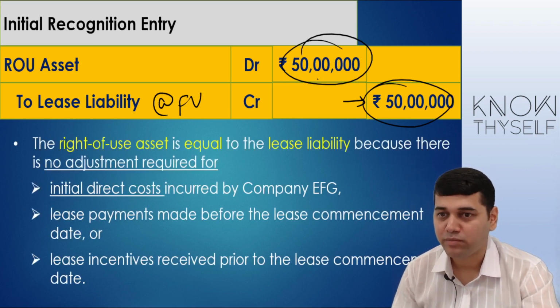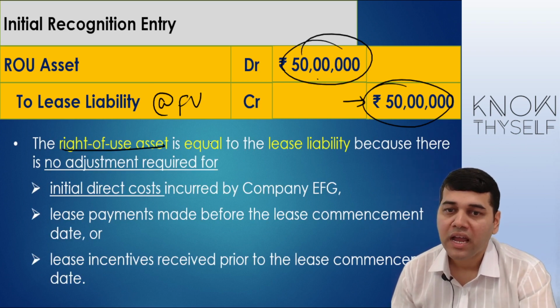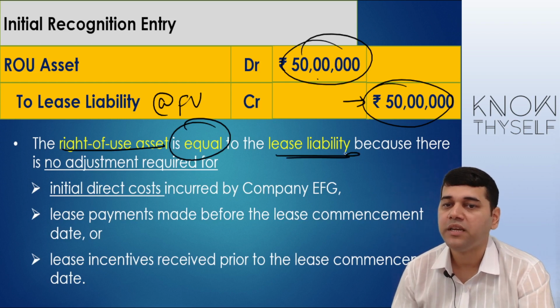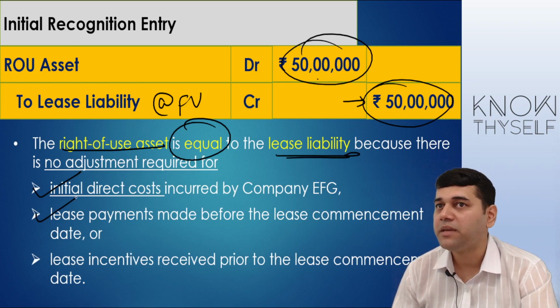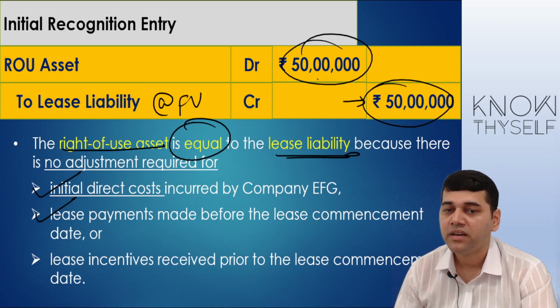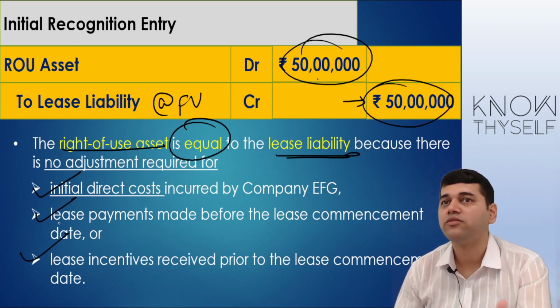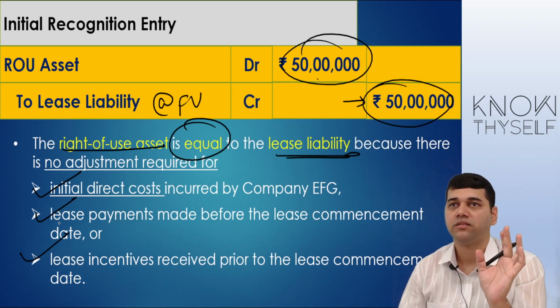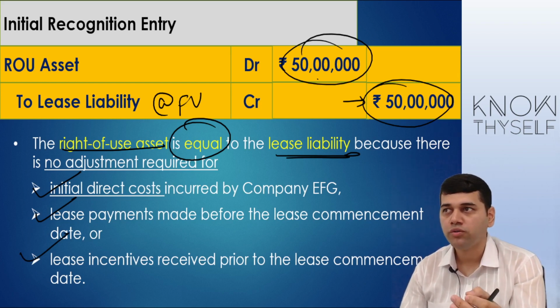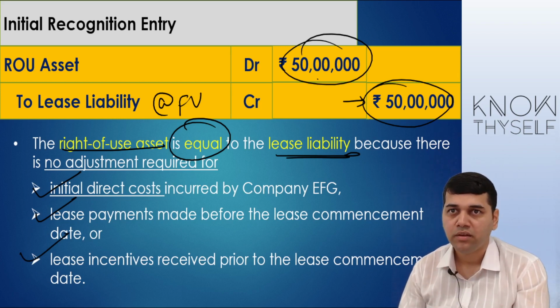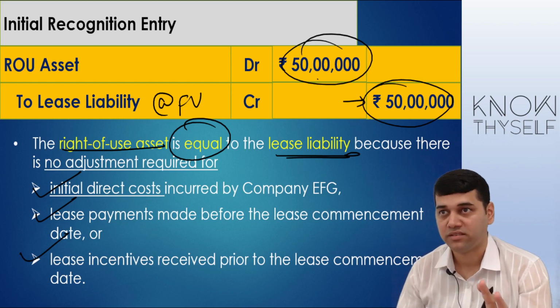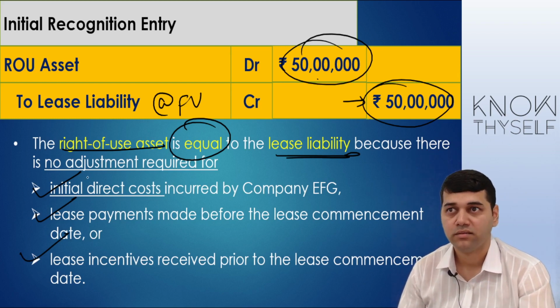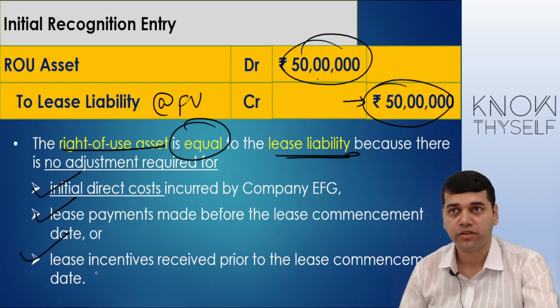Then you have to explain here, the ROU is equal to the lease liability because there is no adjustment for direct cost, there is no payment before the commencement date, and any lease incentives are not received before the commencement date. Okay, one note you are going to give. Here, both are the same because there are no additional things, extra things. Clear? So I can proceed further.